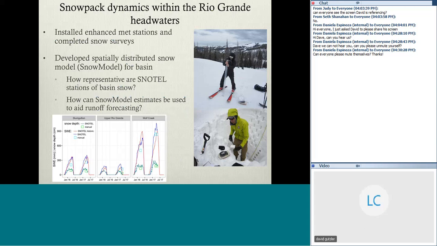So with that, I'm going to turn it over to Graham, and he is going to talk about snowpack dynamics and how disturbance might influence that.